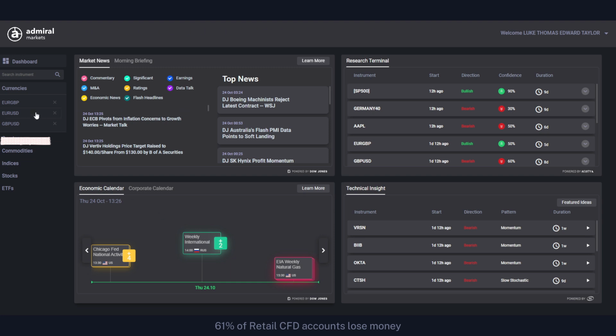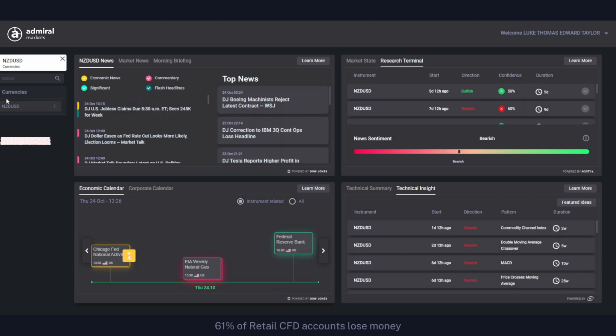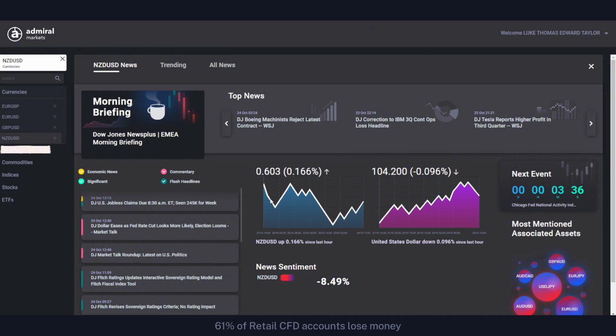So what I'm going to do is focus just on the euro dollar. You can type in other instruments as well, for example NZD USD, and pull that up, right? So I'll go ahead and do that, and as you can see, it brings out all the information just for that exact pair. Okay, you've got this one here: the NZD is up 0.16% since the last hour, and the USD is down 0.09% since the last hour.